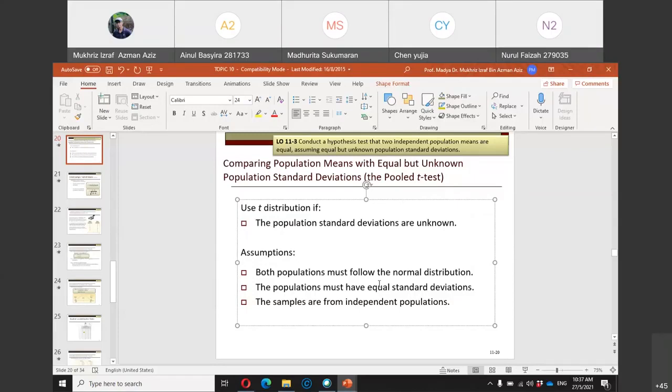Also the assumption is that it must follow standard deviation, and the sample must be taken from independent population. What does it mean by independent? Between sample 1 and sample 2, they are not from the same population. For example, male and female. You cannot take the male and female from the same population. It must be taken from a different set of population.